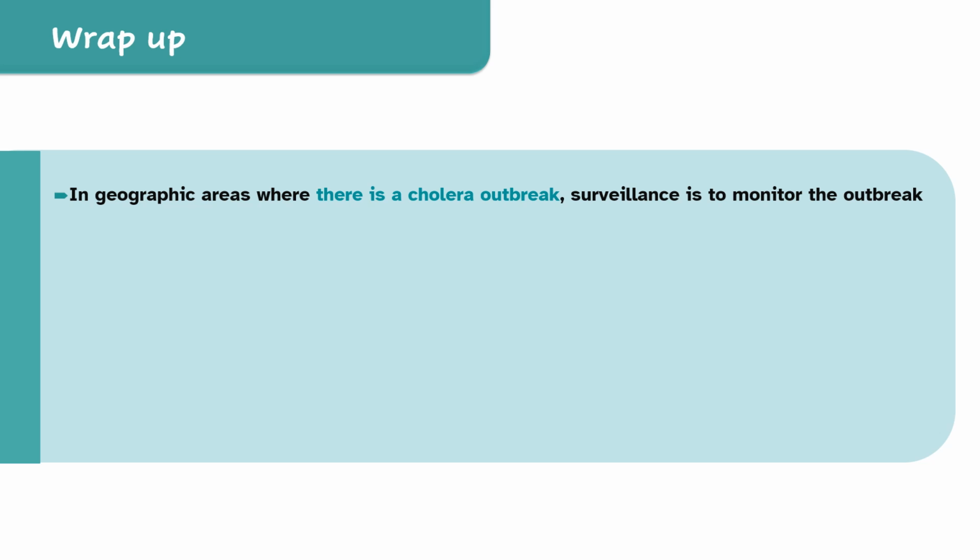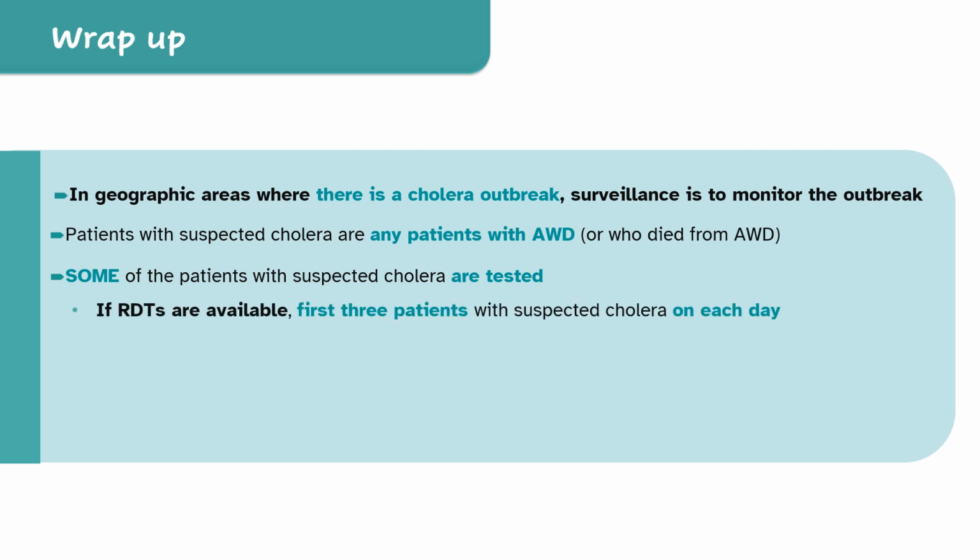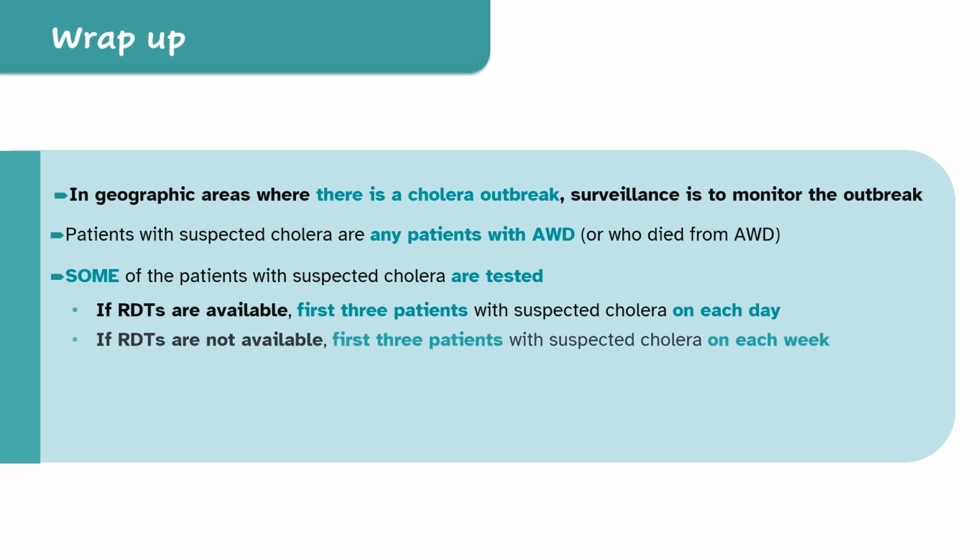As we wrap up this module, here are the important points to remember. In local geographic areas where there is an ongoing cholera outbreak, surveillance aims to monitor the outbreak in order to continuously guide effective response measures. When surveillance is implemented to monitor a cholera outbreak, all patients with AWD are suspected cholera cases. Some of the patients meeting the definition of a suspected cholera case are tested. If RDTs are available, the first 3 patients with suspected cholera seen each day are tested. If RDTs are not available, the first 3 patients with suspected cholera seen each week are tested.